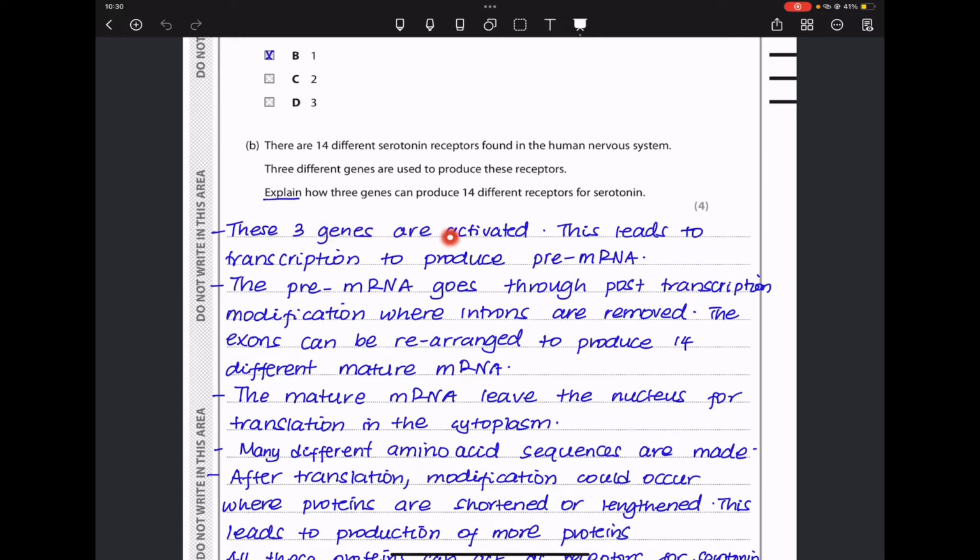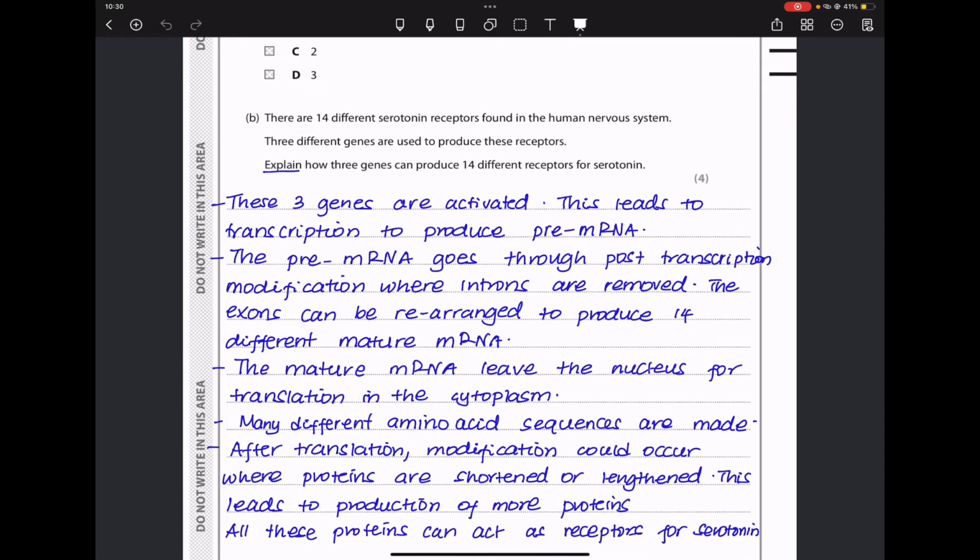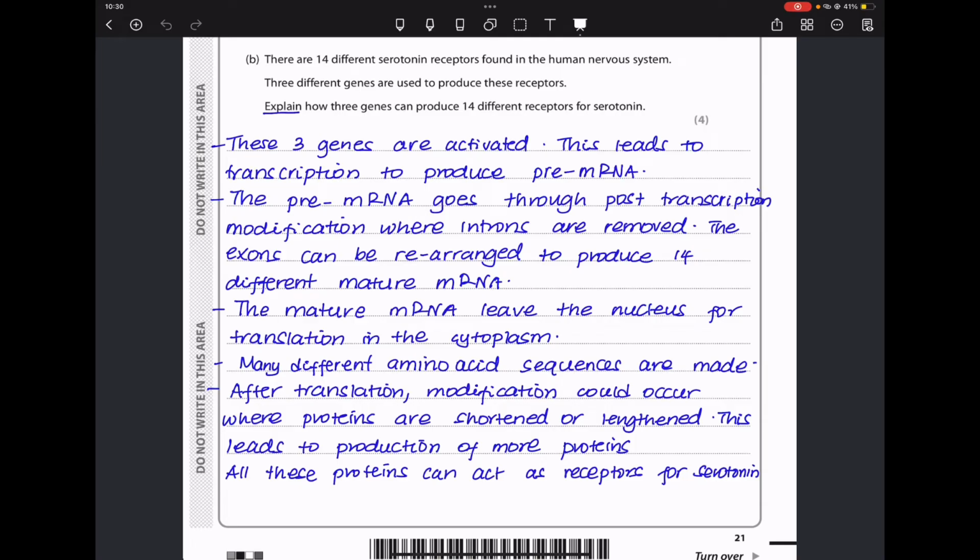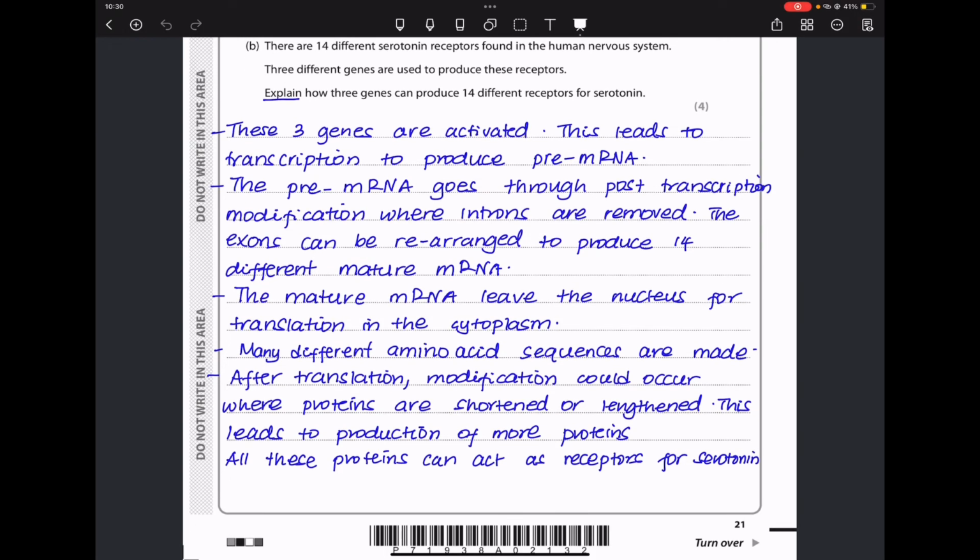So I say these regions are activated, and this leads to transcription to produce pre-messenger RNA. The pre-messenger RNA goes through post-transcription modification where introns are removed, and the exons can be rearranged to produce 14 different mature messenger RNAs. The mature messenger RNAs leave the nucleus and are translated in the cytoplasm. Many different amino acid sequences are made. Also, after translation, modification could occur where proteins are shortened or lengthened, and this leads to production of more proteins, or these proteins act as receptors for serotonin.